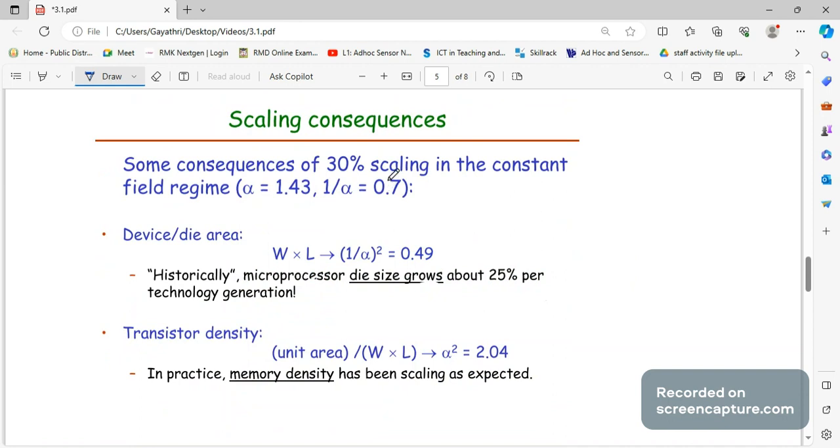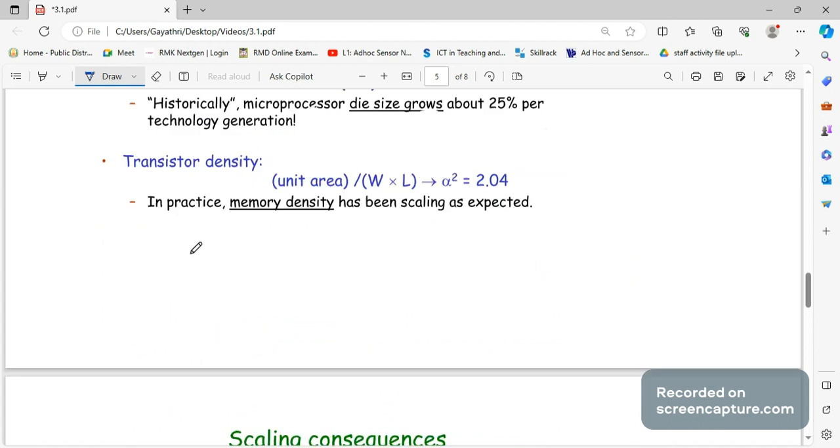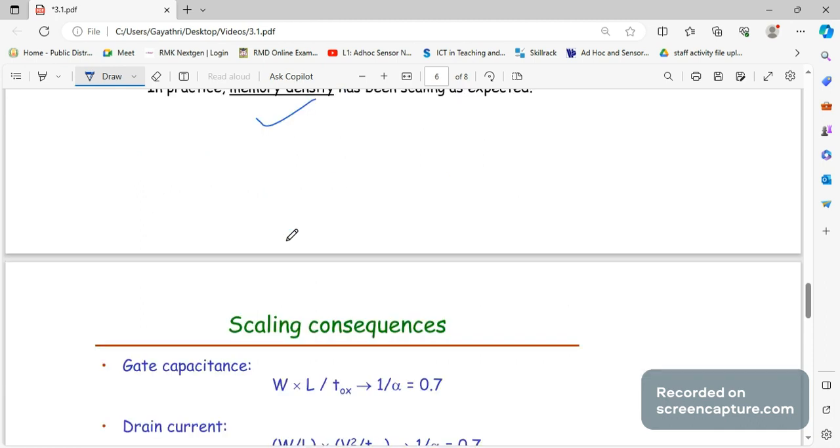We have told that we are going to make use of 30 percent scaling. That is, alpha is taken as 1.43 and 1 by alpha is equal to 0.7. Area is nothing but width into length. Therefore, this is 1 by alpha, this is 1 by alpha. Put together, it is 1 by alpha whole square, that would be equal to 0.49. If you calculate the transistor density, that is unit area by WL, which is nothing but alpha square. By doing so, the memory density can be scaled as we have expected.